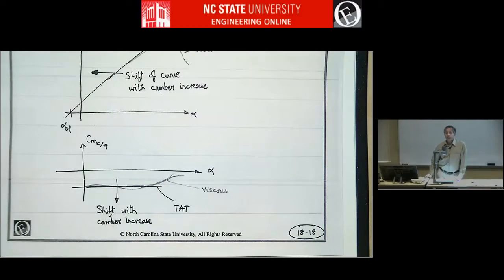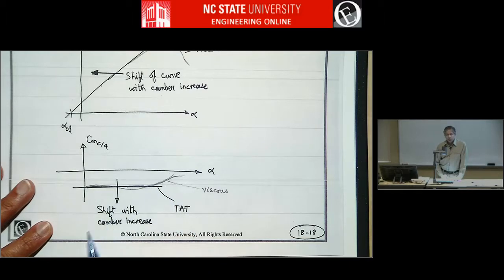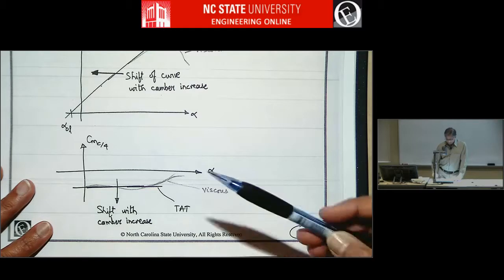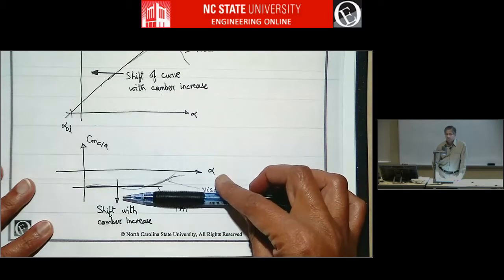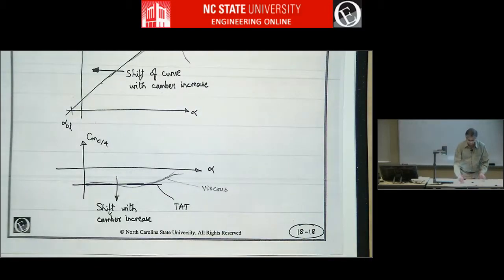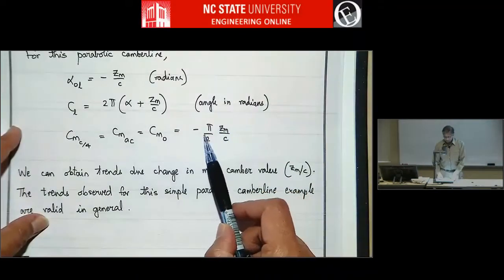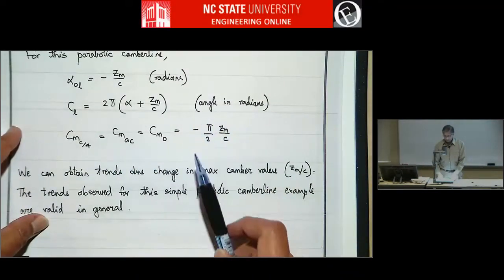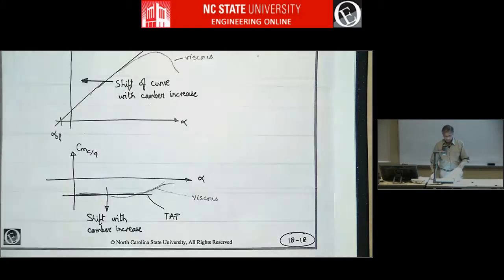And then if you look at the pitching moment about the quarter chord, the pitching moment coefficient, thin airfoil theory gives this. Because of viscous effects, you might have deviations. But when you increase the camber, the pitching moment will become more and more negative, because that's what we saw on this page, right? As you increase Zm, the coefficient of pitching moment about the quarter chord becomes more negative.